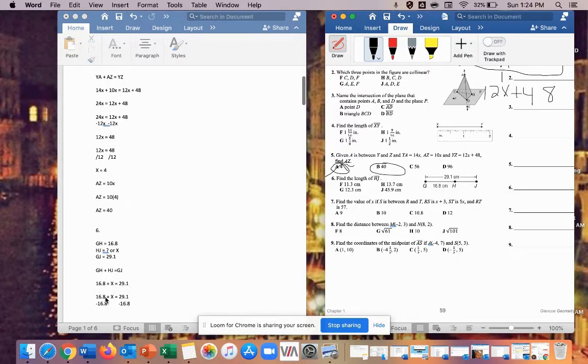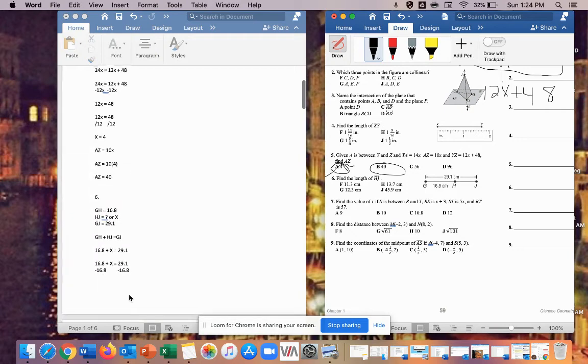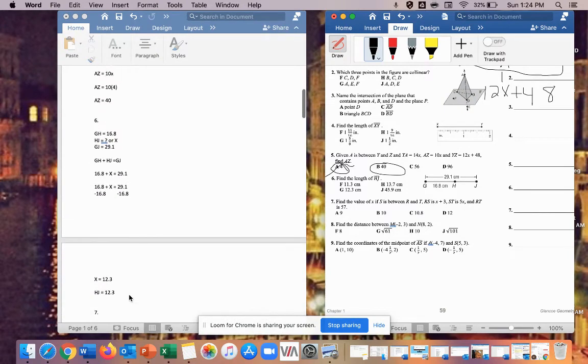All right, subtract 16.8 from both sides to get X by itself. 16.8 minus 16.8 is just X. 29.1 minus 16.8 should be 12.3. All right, so from Herschel to Jake's, HJ is going to be 12.3 centimeters.